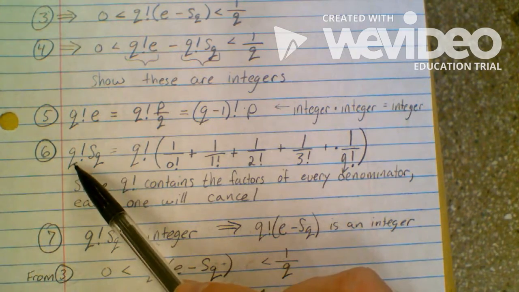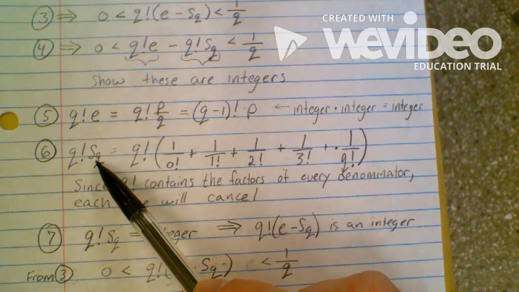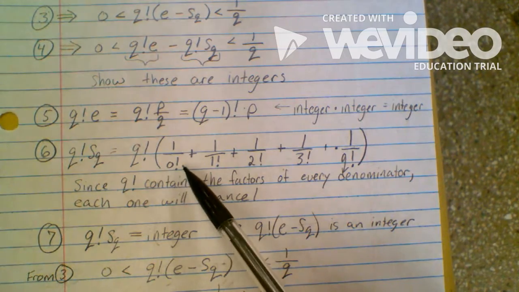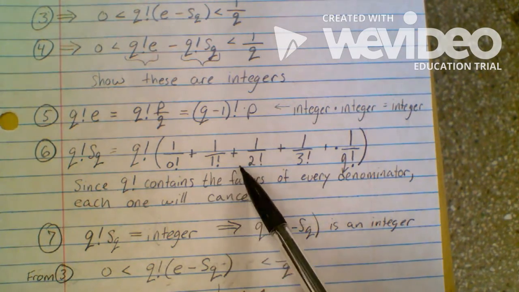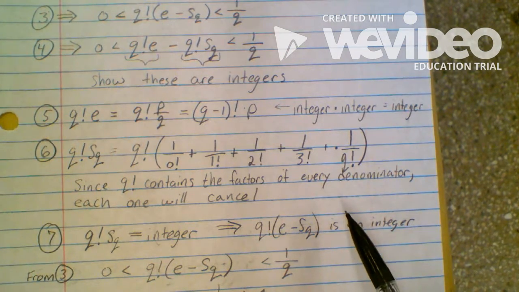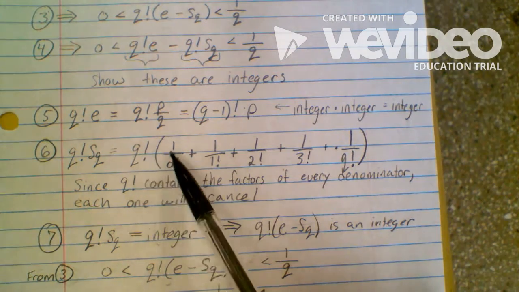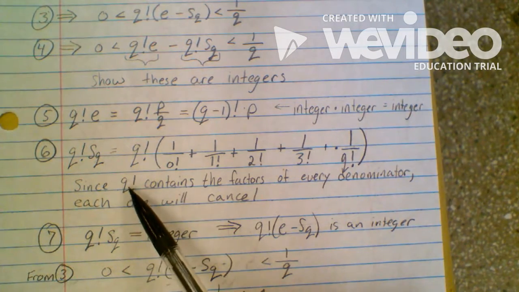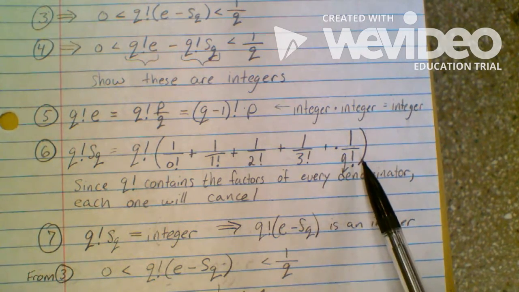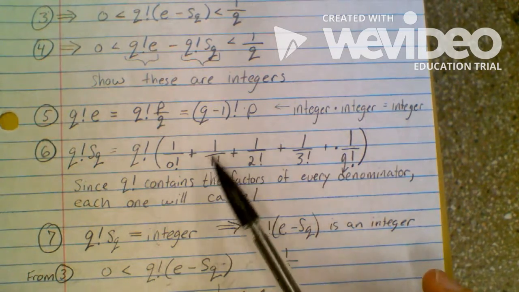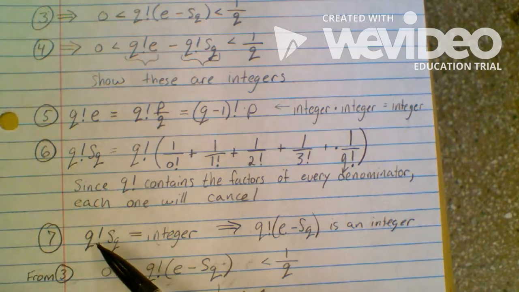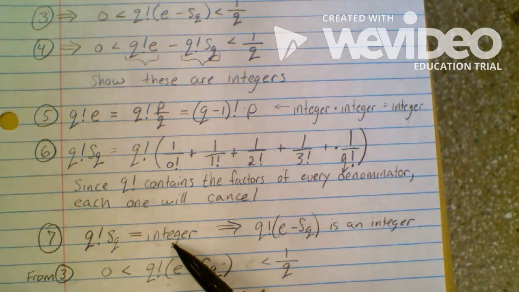right? Now we want to show that q factorial times s_q is an integer. So we can represent s_q as 1 over 0 factorial plus 1 over 1 factorial plus 1 over 2 factorial, all the way up to 1 over q factorial, right? And if we distribute this q factorial, it contains all the factors of the denominators. So each one of these denominators is going to cancel. So we're basically going to be adding a bunch of integers together, right? So therefore we know that q factorial times s_q is also an integer.